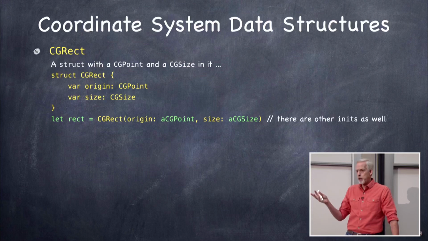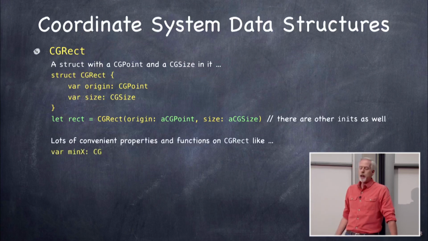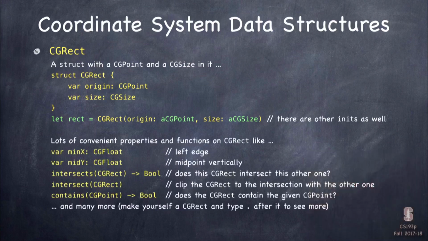It has a number of initializers, including initializing by origin and size, also an initializer that takes x, y, width, height, etc. It also has a whole slew of other vars and functions for manipulating rects, like minX, which gives you the minimum x value of your rectangle, or intersects, which takes another rect and returns a Bool whether the two rectangles intersect. There's also intersection, which returns a new rect, which is the intersection of two overlapping rectangles. It also has contains(CGPoint), which will tell you whether that point is inside this rect. There's probably two or three dozen methods, so definitely check out the documentation of CGRect because it'll make your code a lot cleaner.